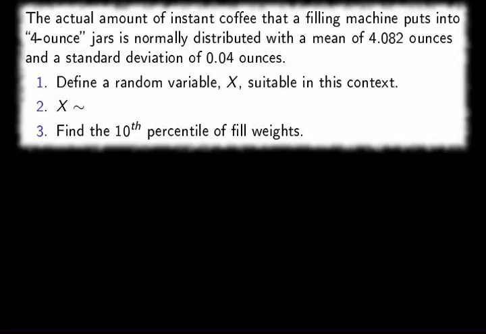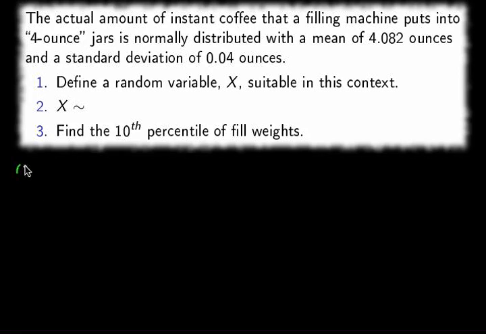The actual amount of instant coffee that a filling machine puts into 4-ounce jars is normally distributed with a mean of 4.082 ounces and a standard deviation of 0.04 ounces. Number 1, define a random variable x suitable in this context.